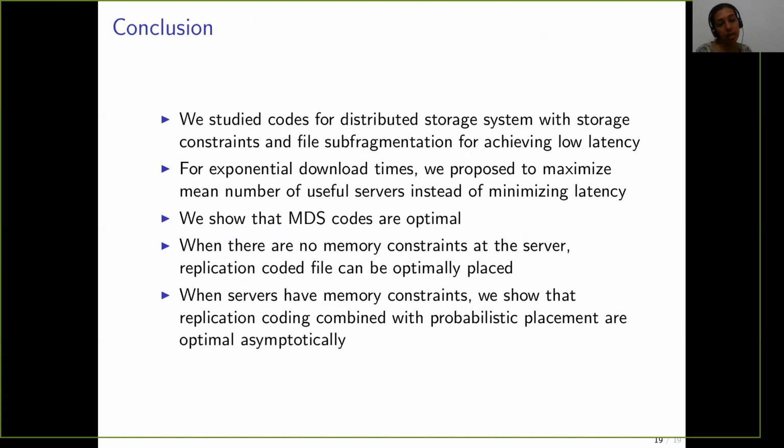And let me conclude my talk. So we studied codes for distributed storage systems with storage constraints and file subfragmentation for achieving low latency. And when download times are exponential, we reformulated the problem as maximizing the mean number of useful servers instead of minimizing the download time. And in this new setting, we show that MDS codes are optimal. And when there are no memory constraints at the server, even replication coding can achieve this optimal performance by allowing the entire file to be placed on every server. And when servers have memory constraints, which is the interesting regime, we show that replication coding combined with probabilistic placement will be optimal when the number of fragments is asymptotically large.